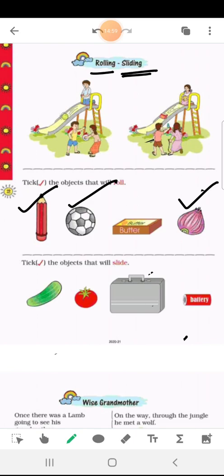And the next one, tick the objects that will slide. So only which object will slide? This object only will slide, and the rest will not slide, because the rest of the things are having round surface, therefore all these will roll.